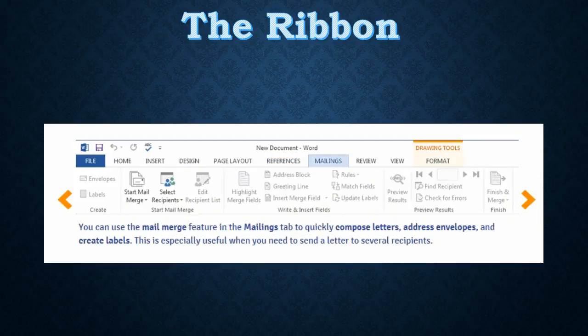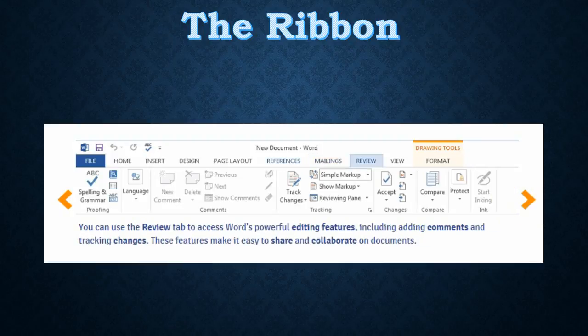So you can use the Mail Merge feature in the Mailings tab quickly. You can compose letters, address envelopes, and create labels. This is especially useful when you need to send a letter to several recipients. So you have several options there within your Mailings tab.